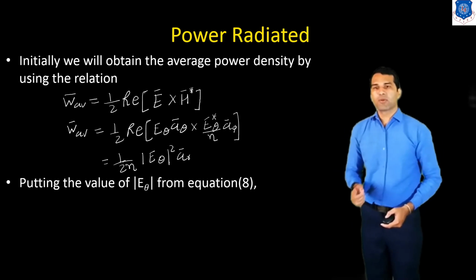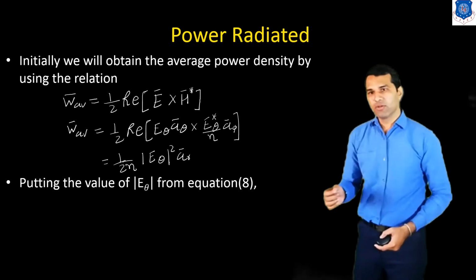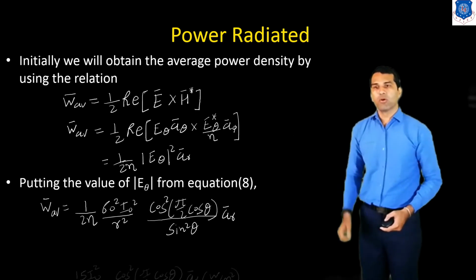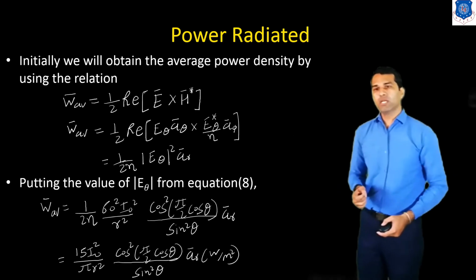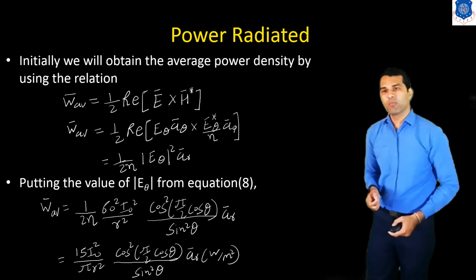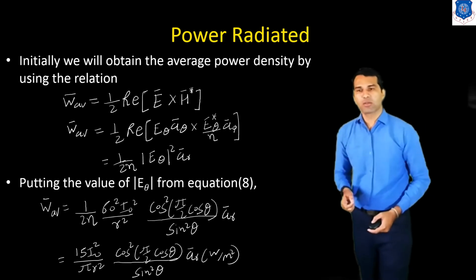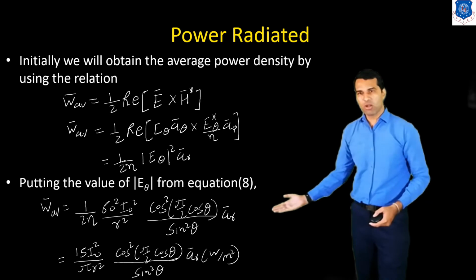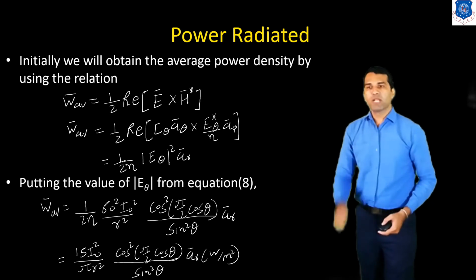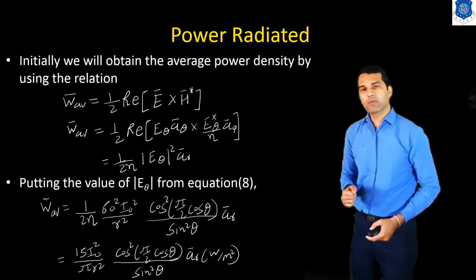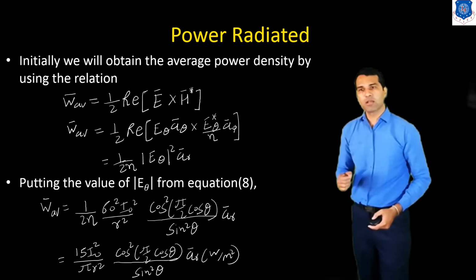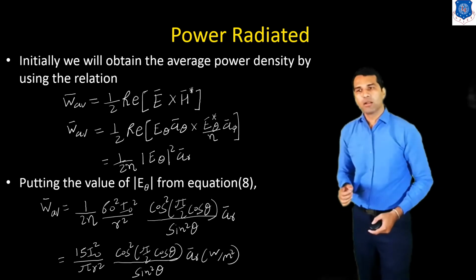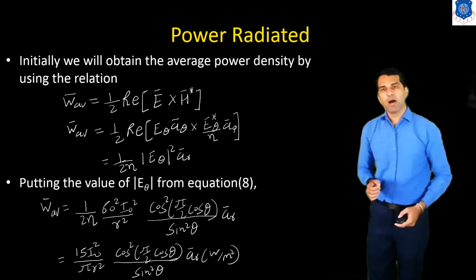Putting the value of E theta from equation number 8. In the previous slide we discussed the equation of E theta, so now we substitute that E theta equation here. So W average becomes 1 upon 2 eta, and the E theta value is 60 square I0 square upon r square, cos square of pi by 2 cos theta upon sin square theta, into a r. When we solve this equation, we get 15 I0 square upon pi r square, cos square of pi by 2 cos theta upon sin square theta, as it is, into a r, and the unit for W average is watt per meter square.